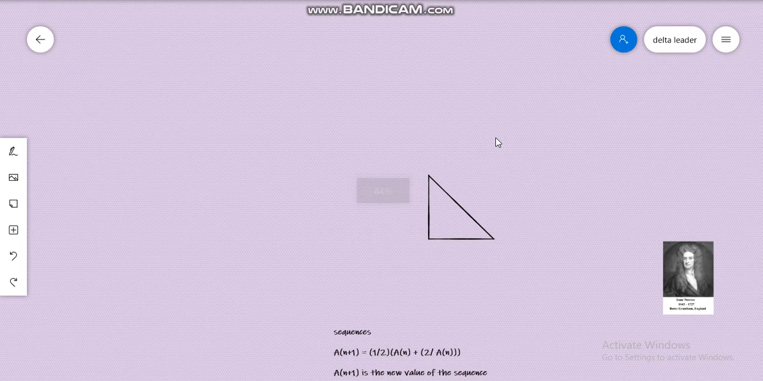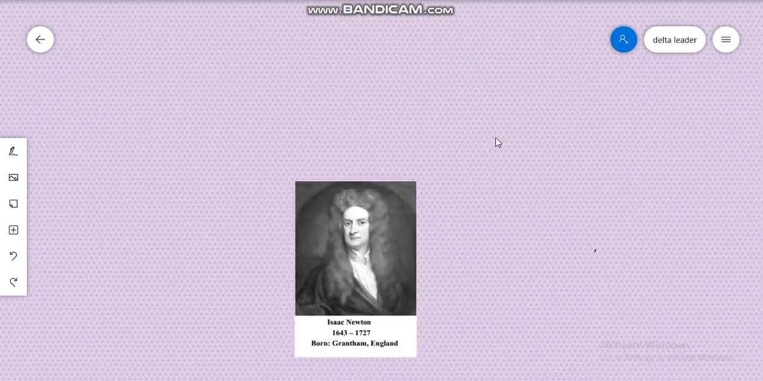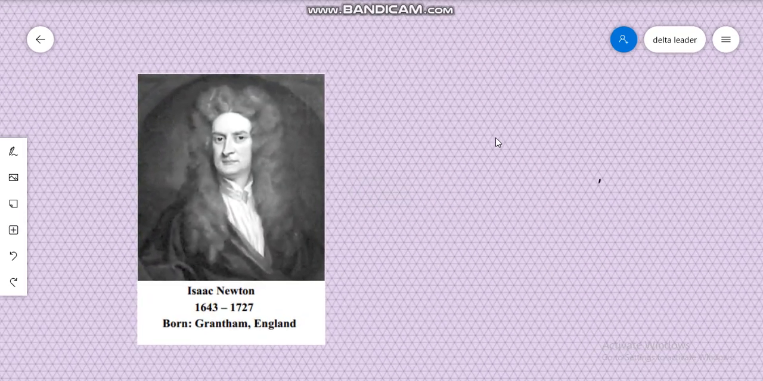For those who don't know Sir Isaac Newton, here he is. Sir Isaac Newton was a physicist, a mathematician, and a philosopher too, and he found out so many great concepts in physics. He discovered gravity, and he found out so many other concepts.